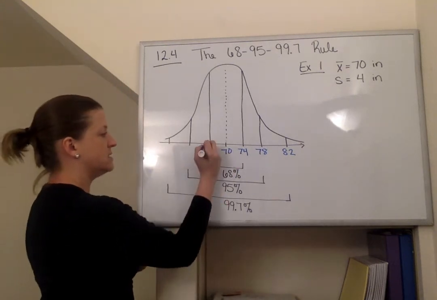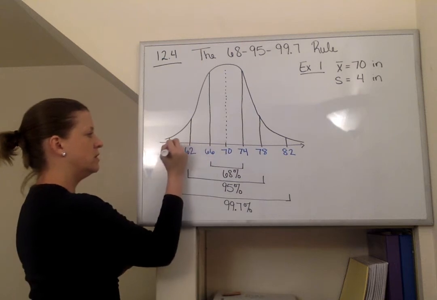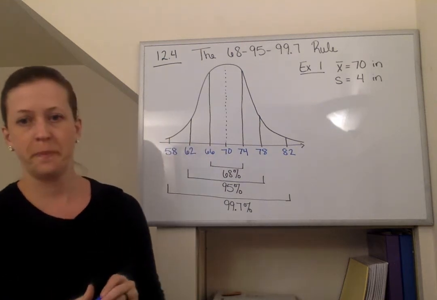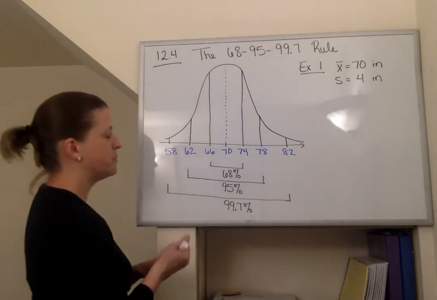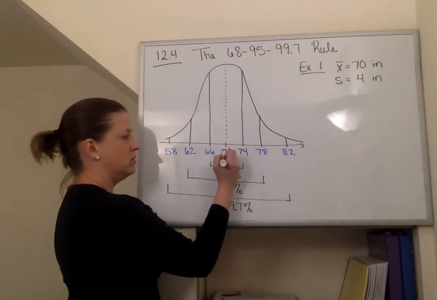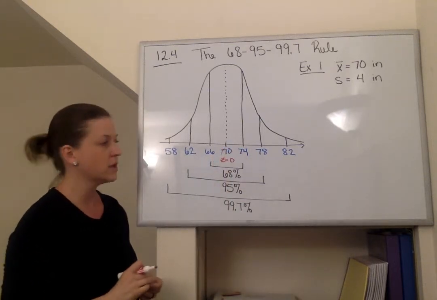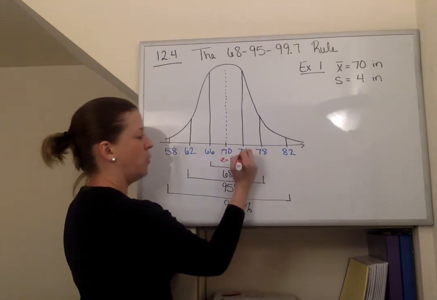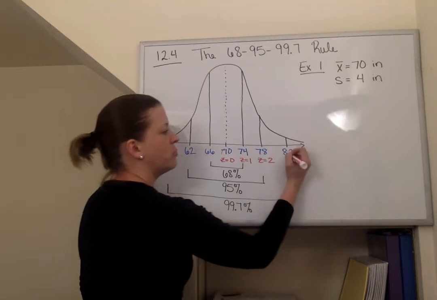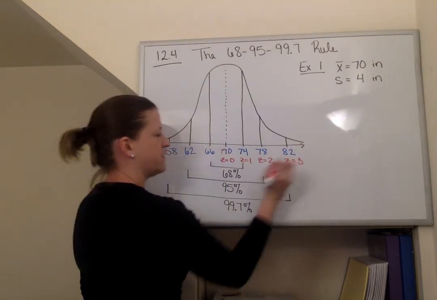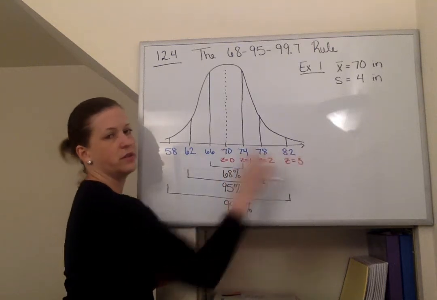So 66, 62, 58. I want to point out the z-scores for all of these. So the middle, the mean, the z is just going to be 0. Okay? And then you go 1 standard deviation up, 2 standard deviations up, and 3 standard deviations up. So your z is 1, 2, and 3.